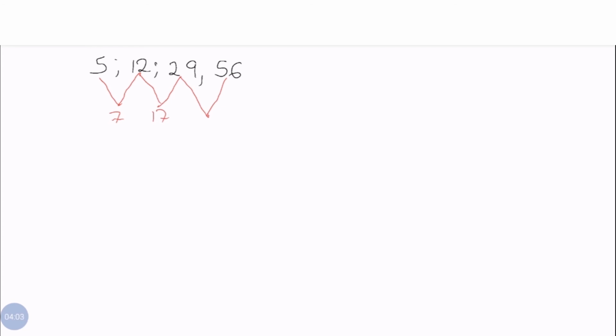56 minus 29, that is 27. So now that we have the first differences, we have to find the second difference in order to get a common difference. So 17 minus 7, that is 10. 27 minus 17, that is 10 again.